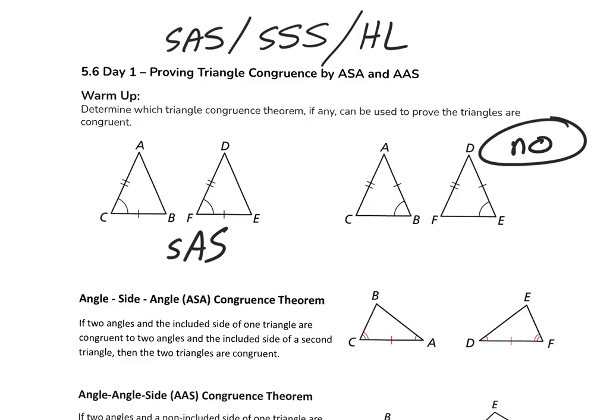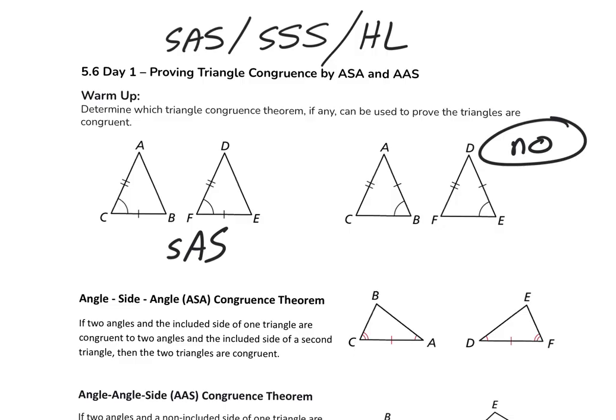There's a difference here. When we say no, we're just saying we don't have enough to prove it. We're not saying those triangles really aren't congruent. We just don't have enough to prove they are, okay? And that's the big difference here when we do this.